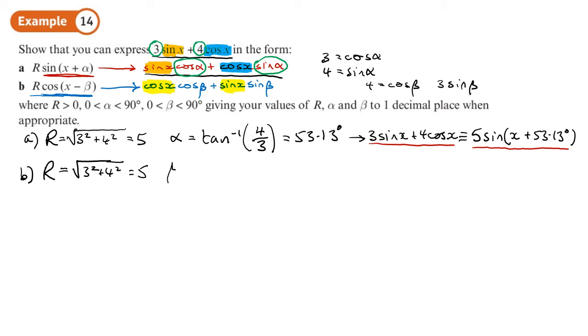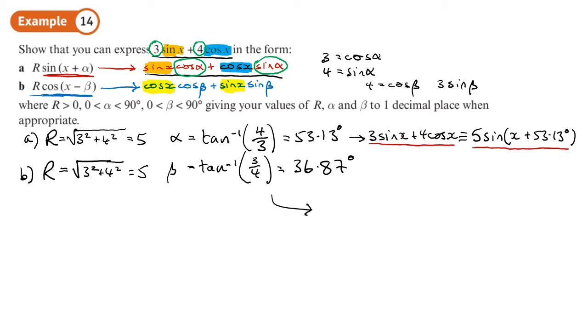Okay, so how am I going to find beta? Well, I'm going to do the tan inverse of sin over cos, 3 over 4. So can you see how it changes it slightly? So if I do tan inverse 3 over 4, I get 36.87 if I round it to 2 decimal places. So 36.87 degrees. So that one is done. It's not really done. We want to write down what the final answer is.